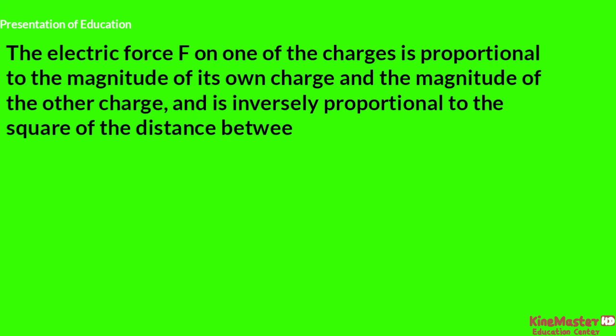The electric force F on one of the charges is proportional to the magnitude of its own charge and the magnitude of the other charge, and is inversely proportional to the square of the distance between them. Like this, the equation is given. This is the F formula as we have used it. So F is proportional to Q1 Q2 over R12 the whole square. As for the formula, we have to equate it by proof.